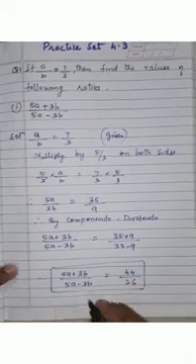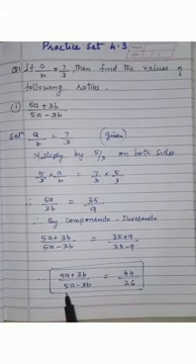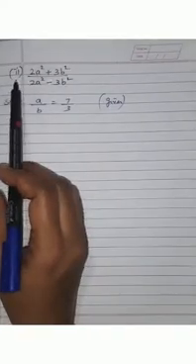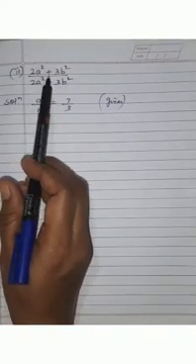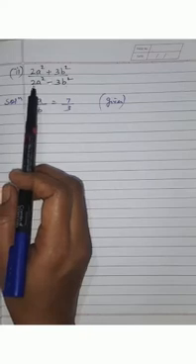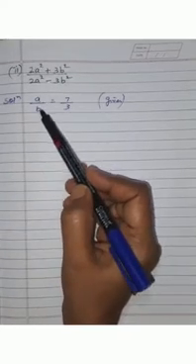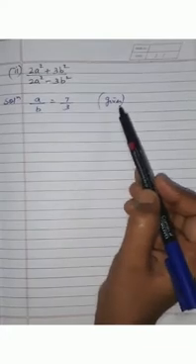Therefore, the value of 5a plus 3b upon 5a minus 3b is equal to 44 upon 26. Now students, our second sub-question, we want to find the value of 2a square plus 3b square upon 2a square minus 3b square. Here the value given to us is a upon b is equal to 7 upon 3.